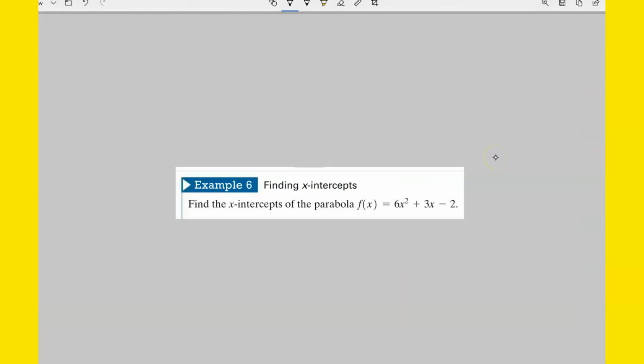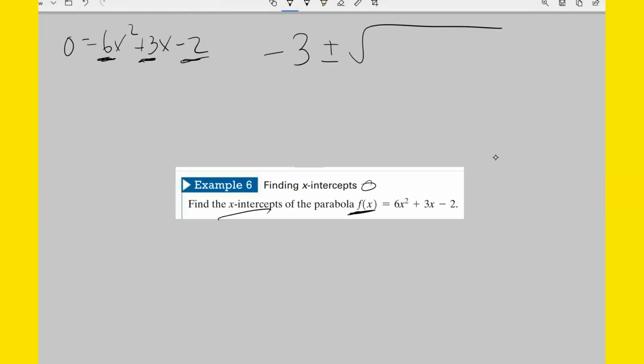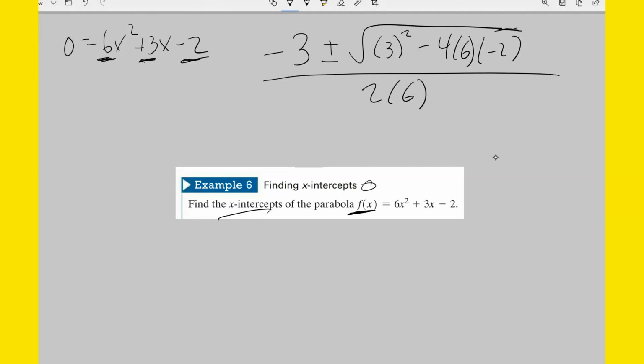Example 6. Find the x-intercepts. Again, when we find x-intercepts, that means we're plugging in 0 for y. So in that spot right there, I'm just putting a 0. So 0 equals 6x squared plus 3x minus 2. And so there's my a, there's my b, there's my c. So negative b, so negative 3 plus or minus the square root of 3 squared minus 4 times 6 times negative 2, all over 2 times 6.